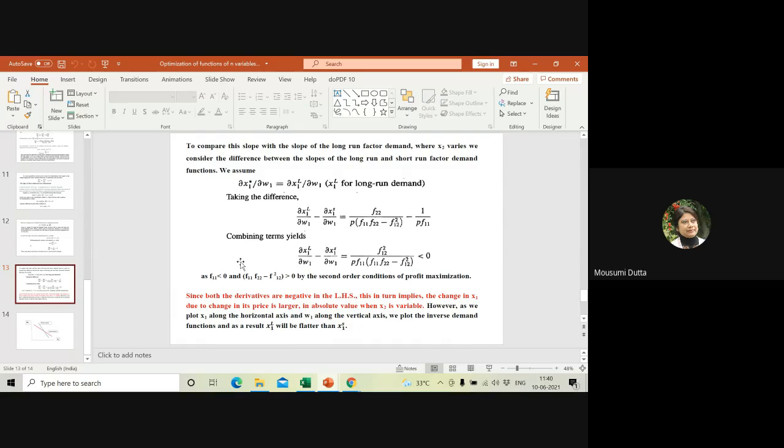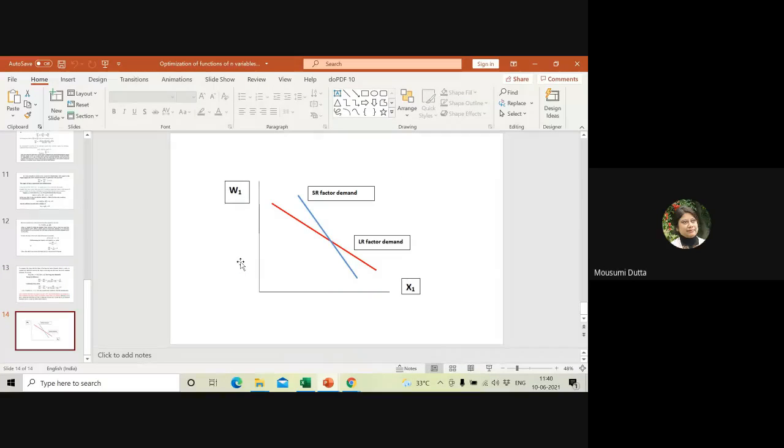However, to maintain the same mathematical relationship, if you consider the inverse functions, in that case you have to consider 1 upon del x1 L by del w1 and 1 upon del x1 S by del w1. So you have to consider these two things. Yes, ma'am. You have to consider the reverse concept. Steeper and flatter, this will be reverse, isn't it? Yes, ma'am. I got it. Okay, so that we did.